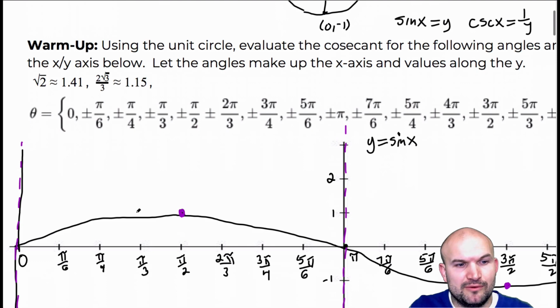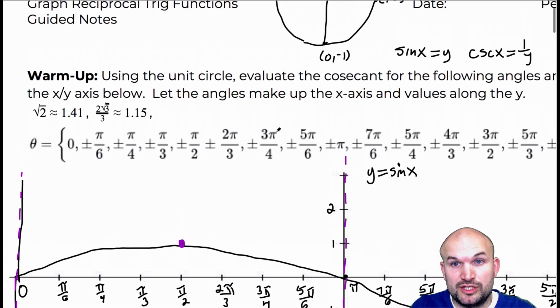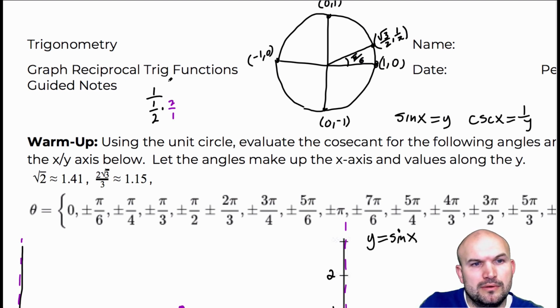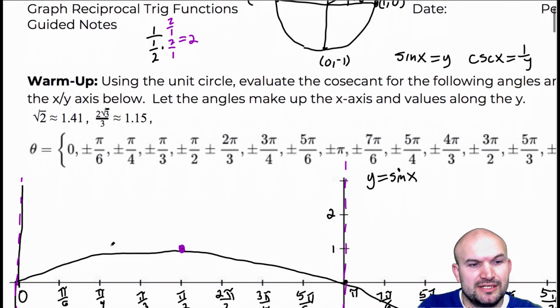So when I go to evaluate pi over 6 for the cosecant, that's going to be 1 over 1/2. If I take 1 over 1/2 and multiply by the reciprocal, I get 2. So at pi over 6, I have a coordinate point of 2, which we'll place right there.